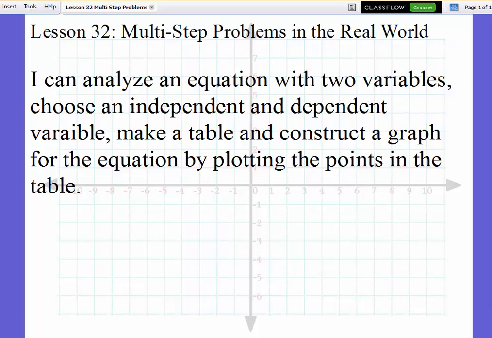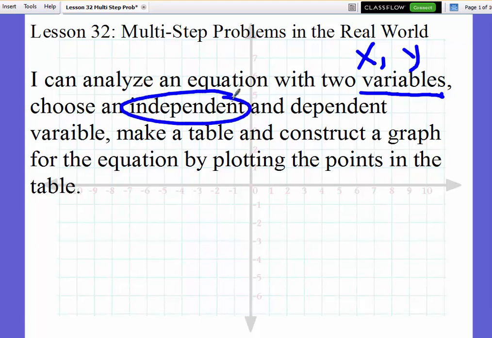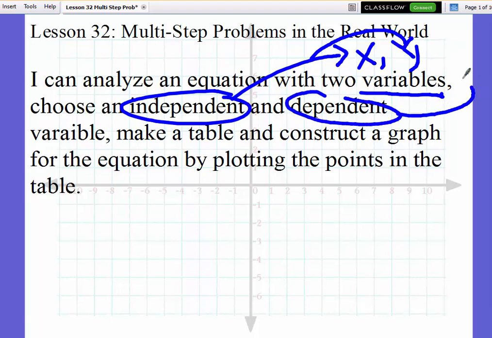So today we are working with variables, so we're going to have what's called an X and a Y. We're going to choose one of those to be the independent variable, and we'll learn what that means later. And one of those variables will be what's called dependent. I'll learn about those later. We're going to be making a table and graphing. So that's where our X and Y variable come in.